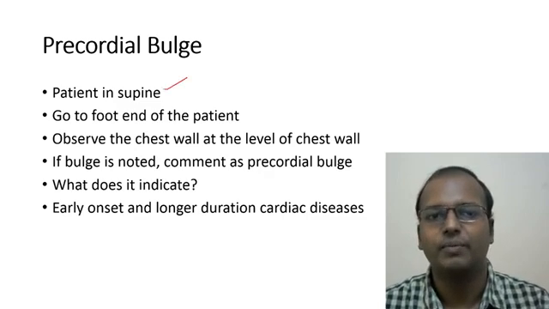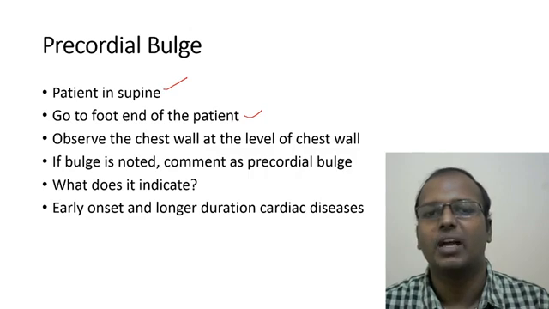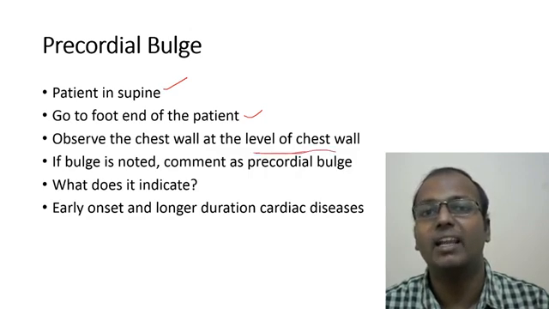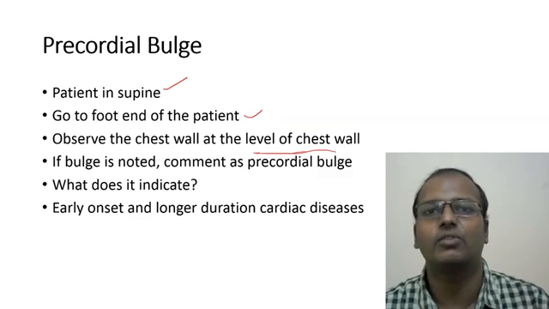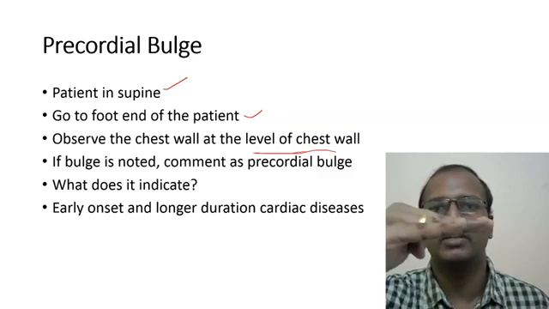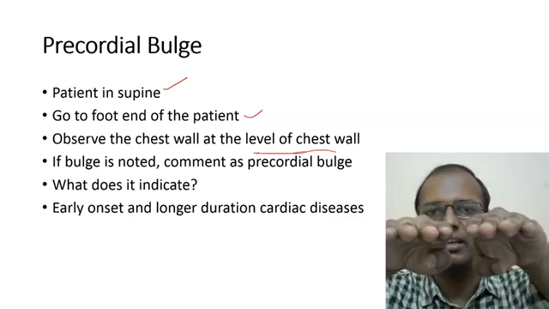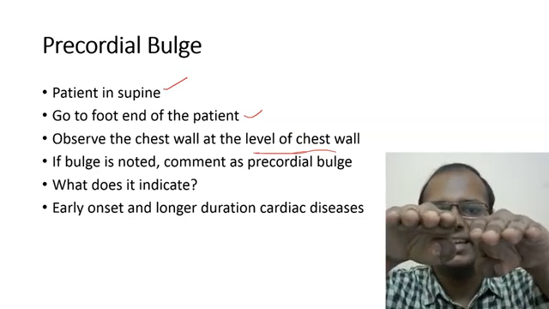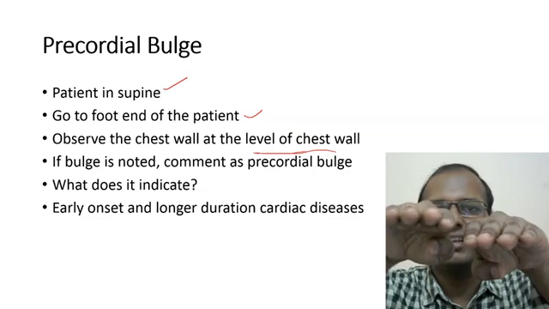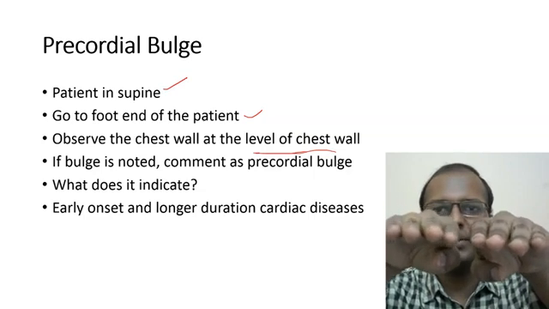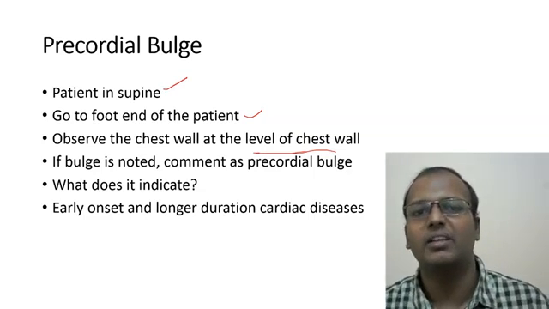Patient should be in supine posture. Go to the foot end of the patient. Observe the chest wall at the level of the chest wall, which means you have to kneel or sit at that level. If the chest wall is lying like this, you have to see whether there is any elevation. I'm just showing you. If there is slight elevation in the left parasternal area when observing from the foot end of the patient, then it suggests a precordial bulge.